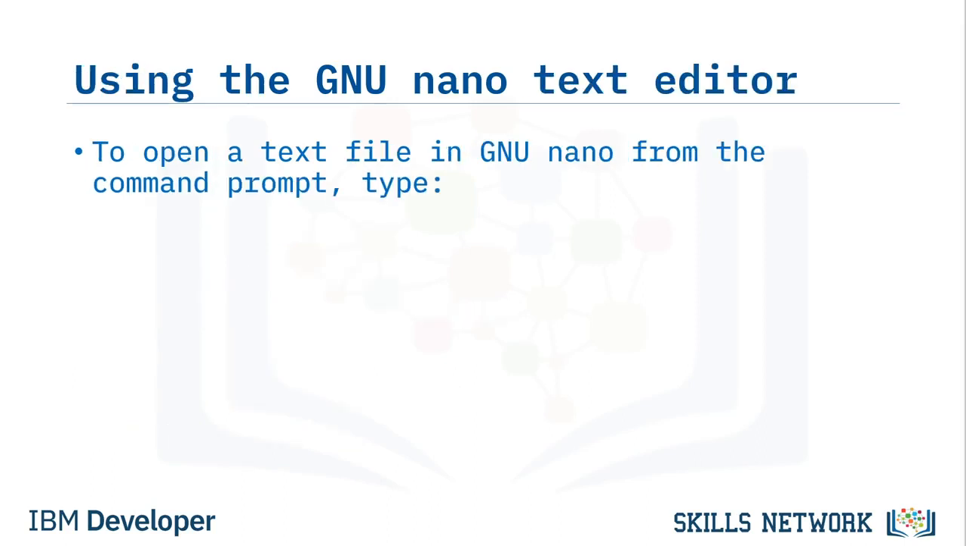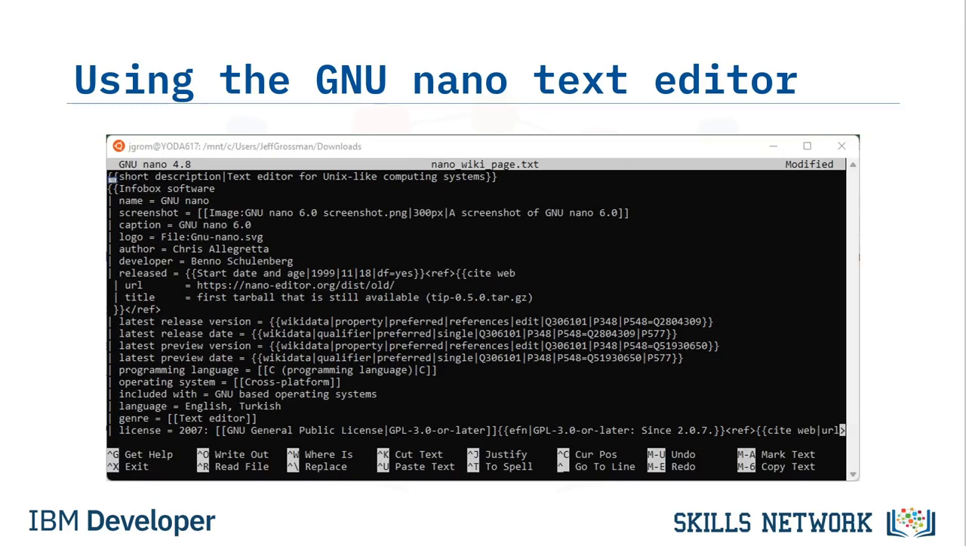To open a text file in Nano, type nano followed by the file name to open. This opens a new text editor window in which you can edit the file. Here is what the Nano app looks like.